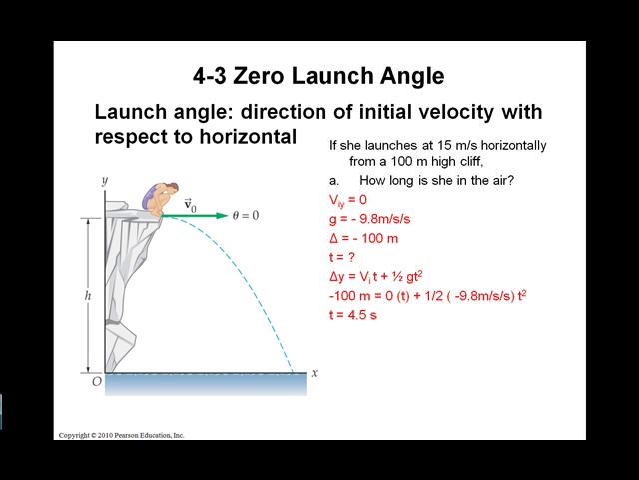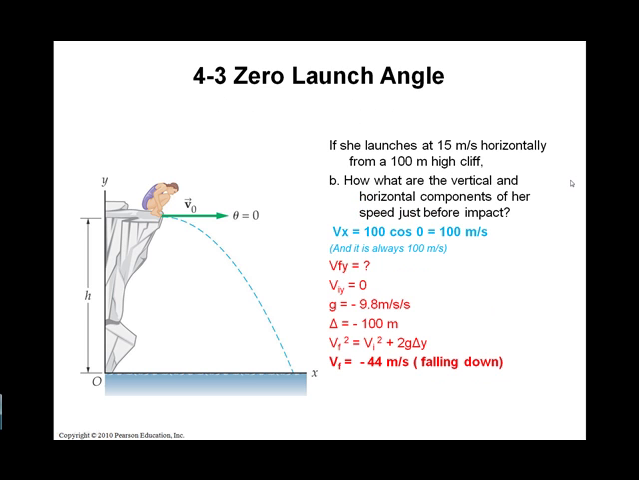So the formula that we would use would be a formula with vi, g, y, and t in it, or delta y equals vi t plus 1/2 g t squared. Remember, vi is not the 15 meters per second. It is the initial y velocity, which is 0. So negative 100 would equal 0 plus 1/2 times negative 9.8 meters per second squared times t squared. And if we solve for that, we'll get 4.5 seconds.